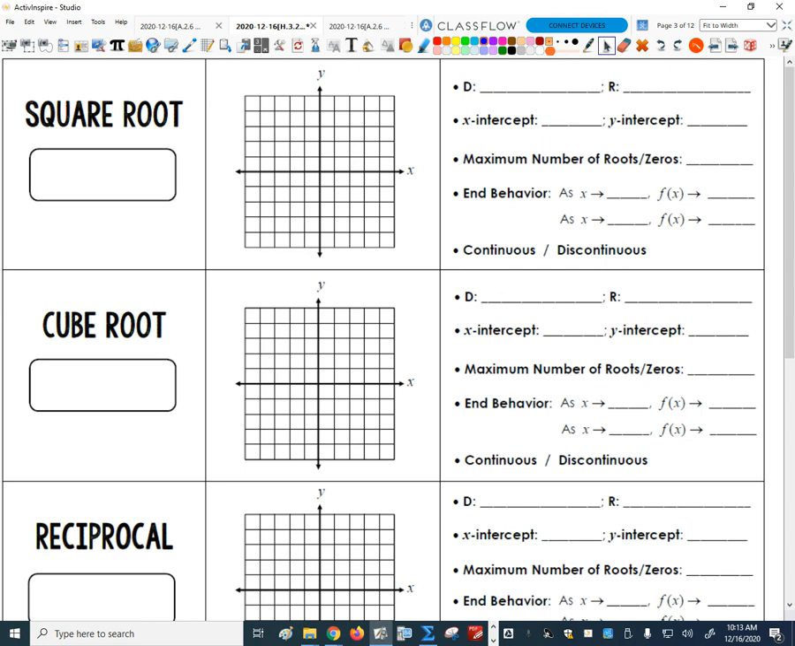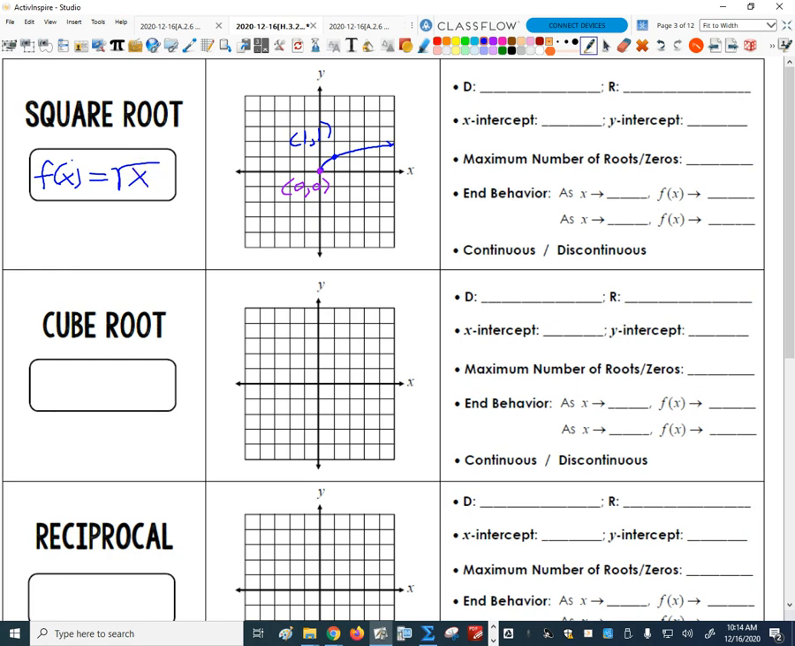Okay, square root. Now we get into some weirder ones. Square root looks like this. Its special point ends up being a starting point, right? So it starts at the value 0, 0 at the origin, and it goes through the point 1, 1. So it looks like this. It's a little different looking graph, isn't it? By the way, the parent function would be f of x equals the square root of x.